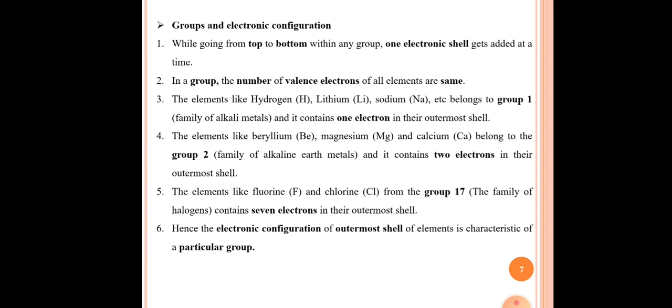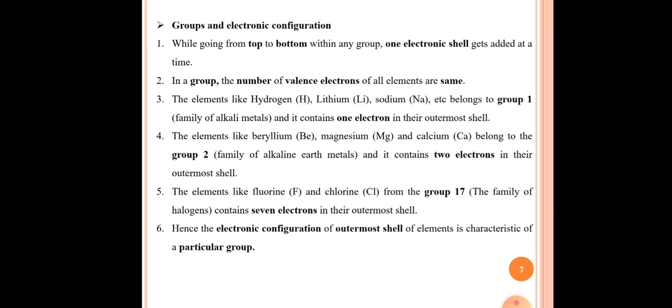The fifth point here is, the elements like fluorine and chlorine from group 17, which is the family of halogens, contain 7 electrons in their outermost shell. Okay. So the elements present in group 17 like fluorine, chlorine, bromine are called halogens. So halogens contain 7 electrons in their outermost shell.